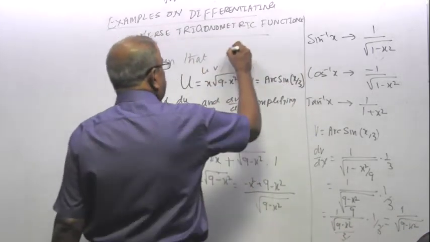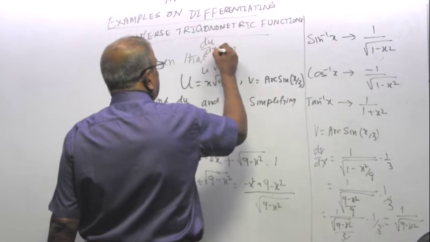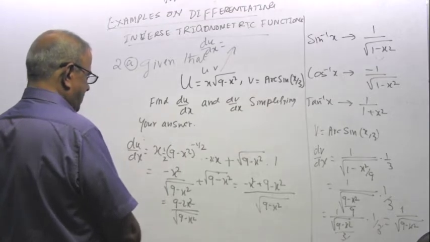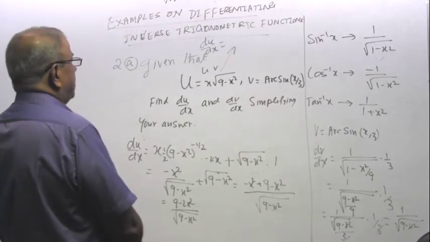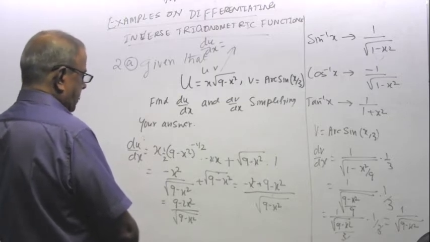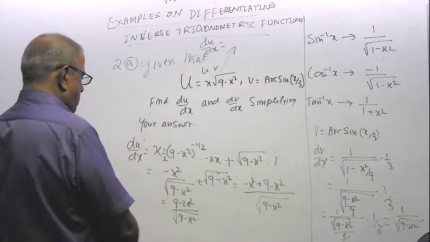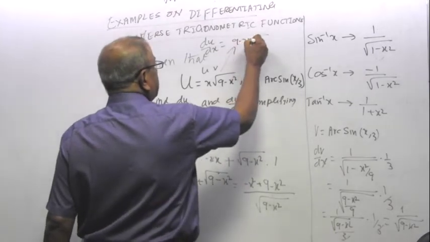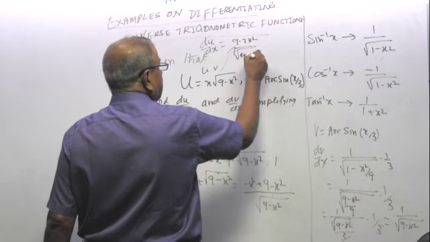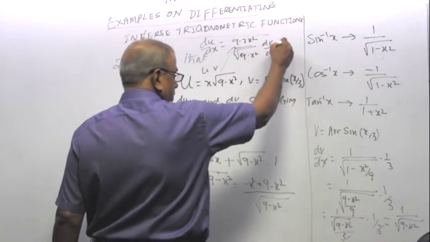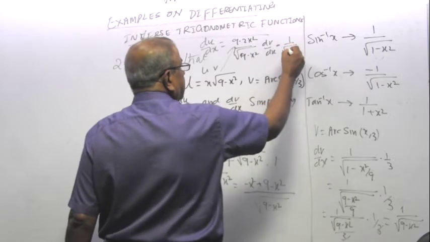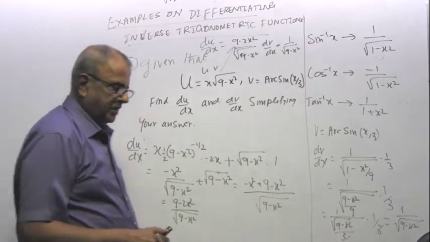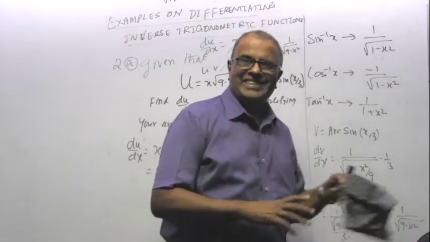For the sake of completeness, I'll write the answer here. So, d(uv) by dx equal to, I'm still not happy with this. I wonder why. No, that's perfectly alright. u dv by dx plus v du by dx. So, du by dx is 9 minus 2x squared over root 9 minus x squared, and dv by dx is 1 over root 9 minus x squared. And of course, you're asked to do part B, which you'll be able to do on your own. I'm sorry. We will rejoin my yesterday's lesson after this.